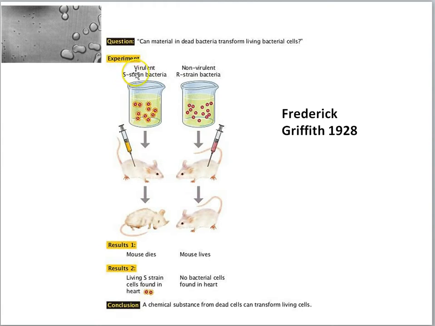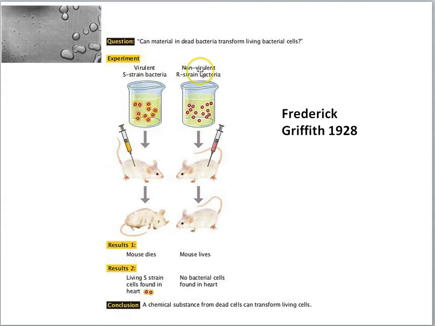He identified a virulent kind of bacteria. That's a deadly strain of bacteria. He called it the S strain because the bacteria had a smooth outer coat. When injected into mice, the mice died. And in fact, at autopsy, you could harvest living S strain bacteria cells from the heart. So evidently, the S strain bacteria was deadly.